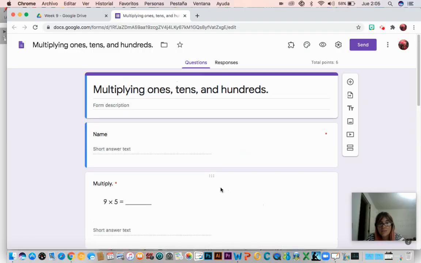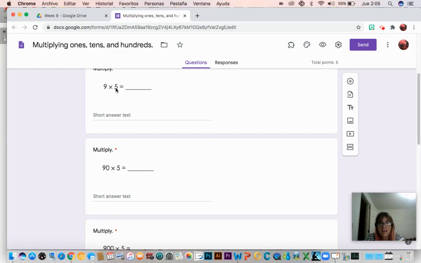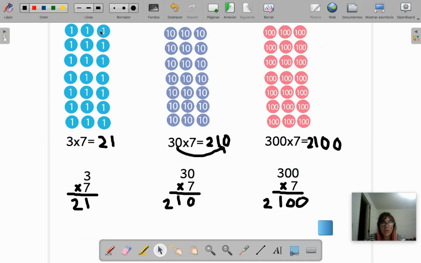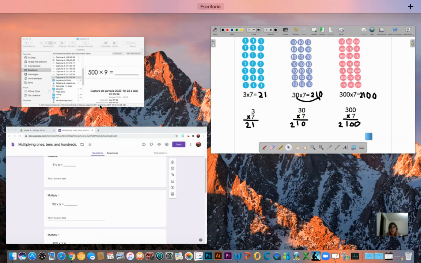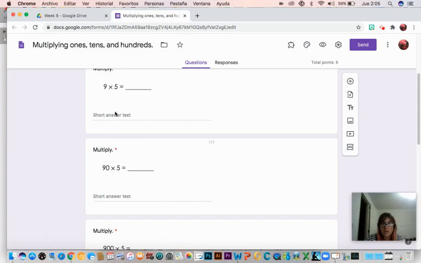So look, it's what we just learned. 9 times 5. Don't get scared and tell me, Miss, but I don't know the 9 times tables. Remember, you can say 5 times 9. It's the same, you can do it backwards. Because remember here I have told you, it can be 3 times 7 that are here, or 7 times the 3. So the order is not important. Here you can say 5 times 5.